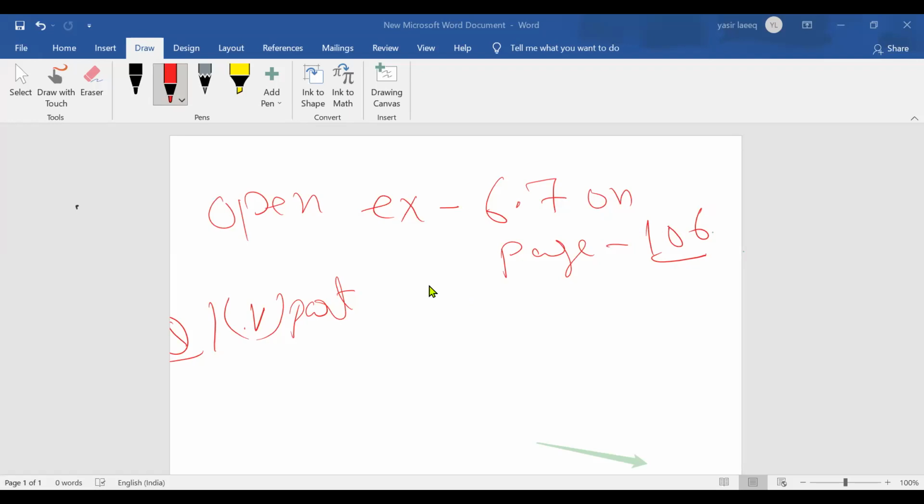Open exercise 6.7 on page number 106 and do question 1, part 5. Let me check how many students send me the answer. Sir, please tell me how to divide that 13. Beta, first you do this thing. I will tell you. Wait for that.